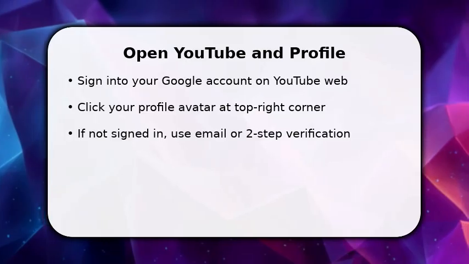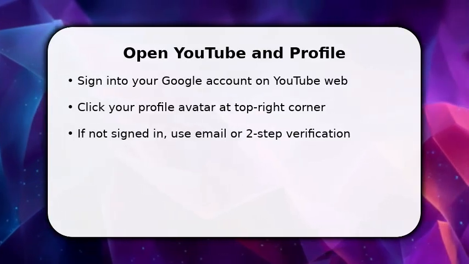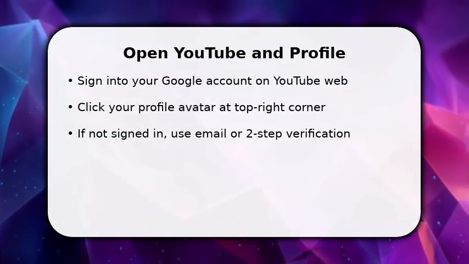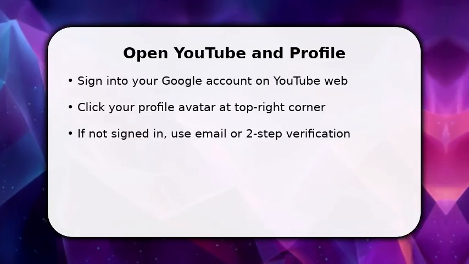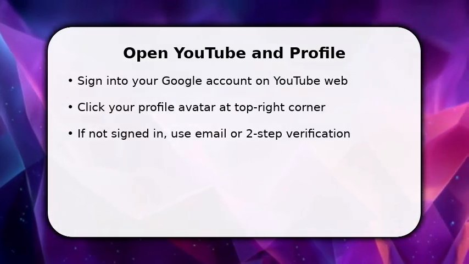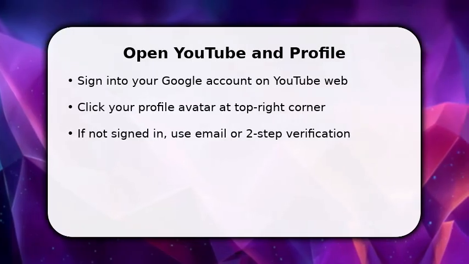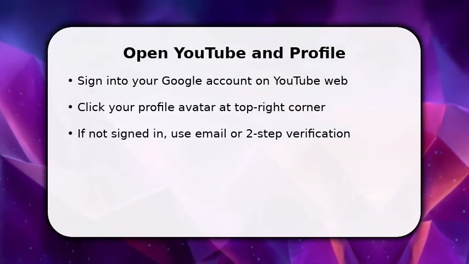You're starting at YouTube in your browser. Make sure you're signed in so settings stick. First, open YouTube and locate your profile avatar in the top right corner. Click the avatar to reveal the account menu. This gives you direct access to appearance and language controls.